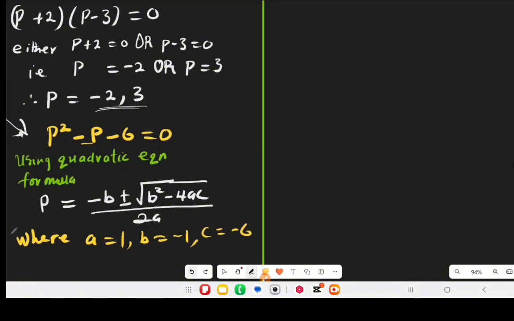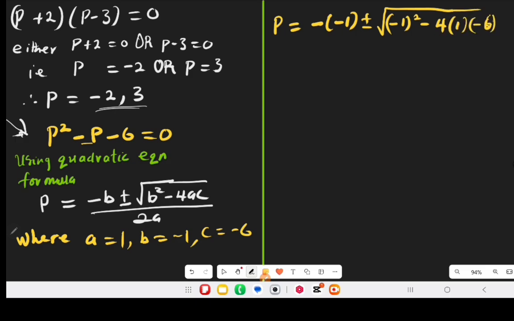When we substitute the values of a, b, and c into the quadratic formula, we have p equal to minus b, which is minus 1, plus or minus the square root of b squared, which is minus 1 squared, minus 4a, which is 1, times c, which is minus 6, all over 2a. A is 1.